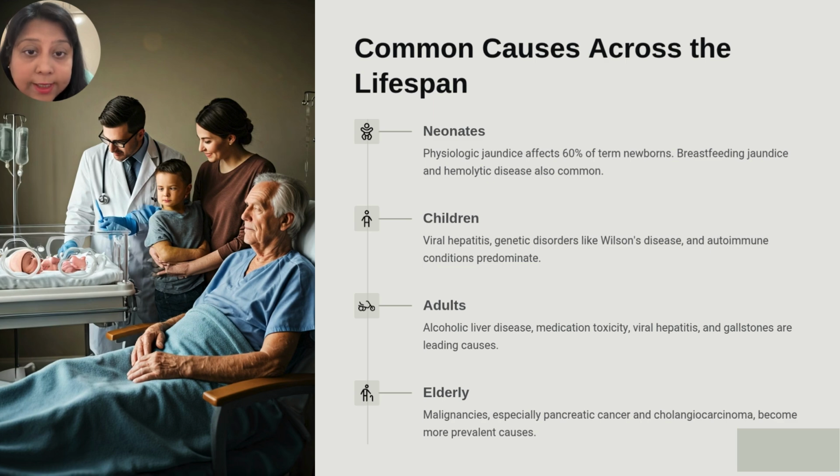A few common causes in neonates are physiological jaundice, which affects 60% of term newborns. Breastfeeding jaundice and hemolytic disease are also common in neonates. In children, it can be because of viral hepatitis, genetic disorders like Wilson disease, and autoimmune conditions. In adults, alcoholic liver disease, medication toxicity, viral hepatitis, and gallstones are leading causes. In the elderly, cancers, especially pancreatic cancer and cholangiocarcinoma, become more prevalent causes.